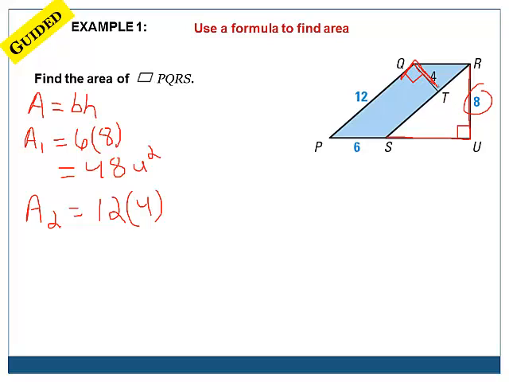So in both of these, as you can see, when we chose the height, it was all based off of which line created the right angle between our bases. If we continue working this out, we should get 48 units squared.